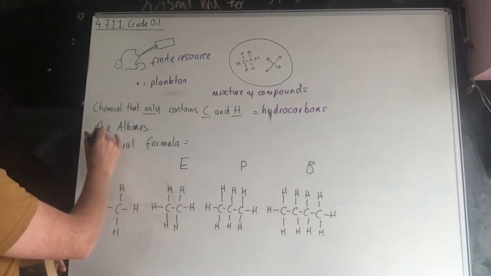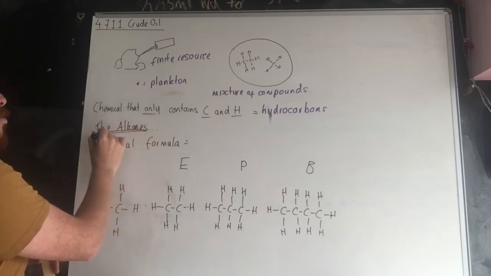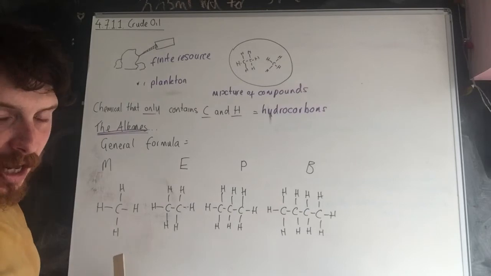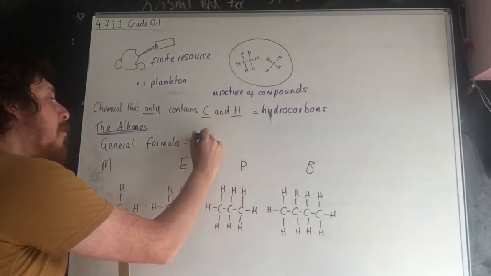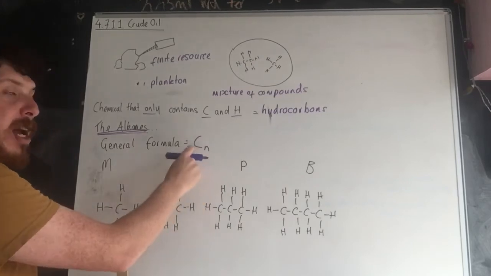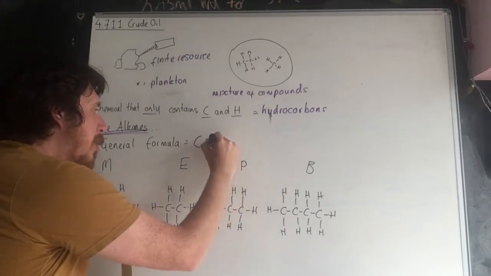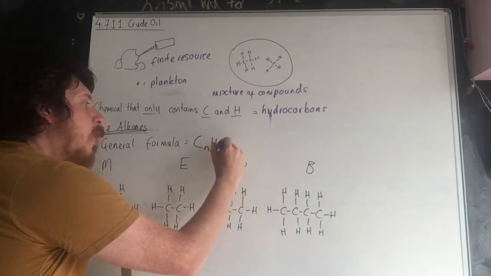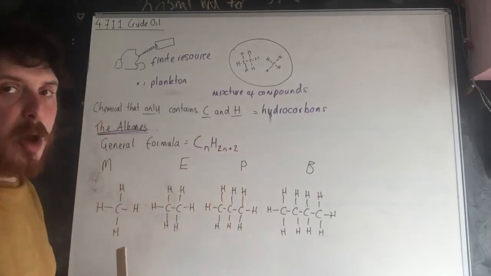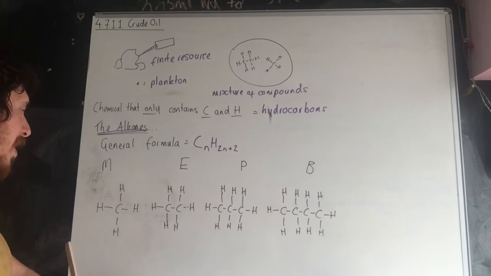Most of the hydrocarbons in crude oil are known as alkanes. Alkanes are chemicals with a general formula: a certain number of carbon, and the number of hydrogen is always 2 times the number of carbon plus 2. So what do I mean by this?